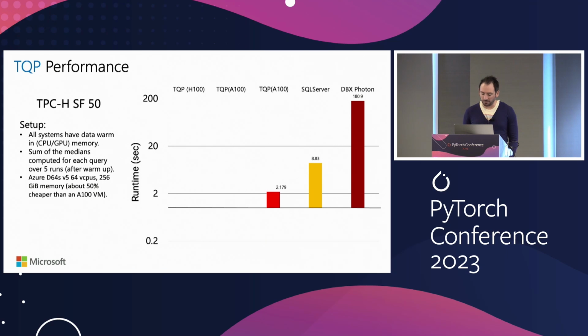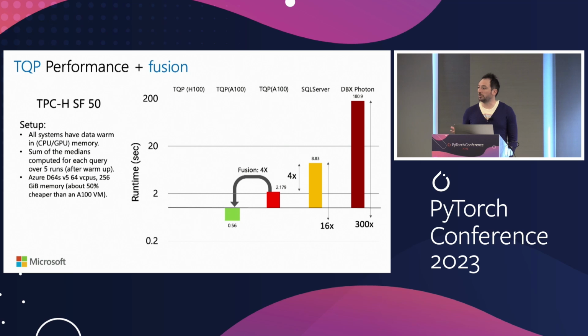And as you can see from the numbers here, by just doing this simple trick, we can basically run SQL queries on PyTorch, and we are already, on an A100, about 4 times faster than SQL Server, which is state-of-the-art enterprise-level database, and almost 2 orders of magnitude faster than Databricks.